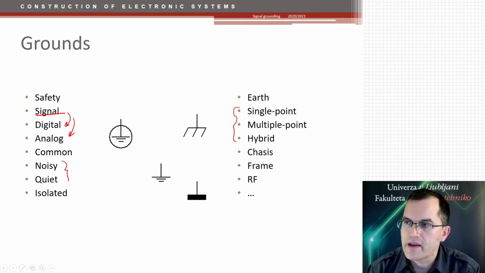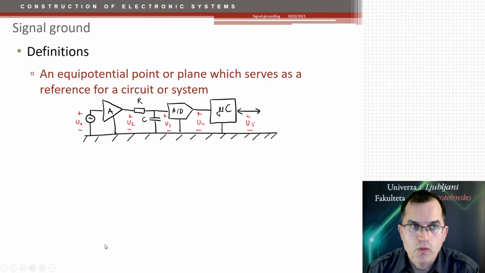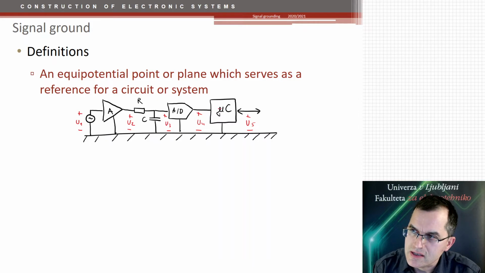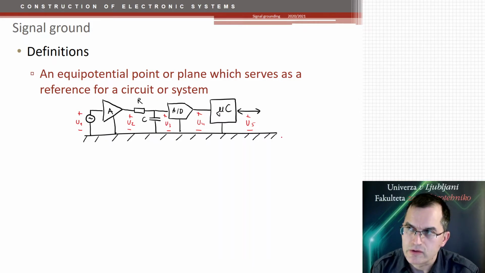First of all, I have to show a few definitions. What is a ground anyway? The first definition would say that a ground is an equipotential point or plane which serves as a reference for all voltages in the circuit or system. So these voltages in this system are referenced to the same ground plane.